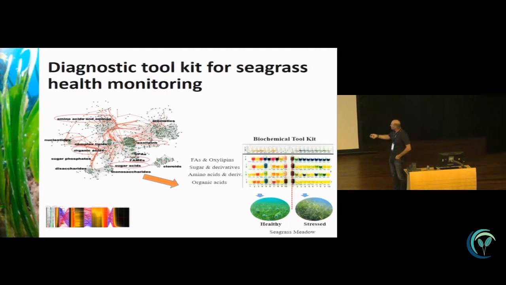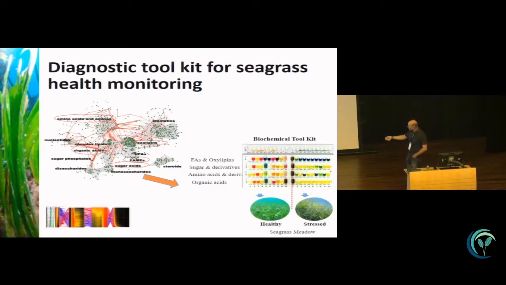Once we've identified which of these particular metabolites are important, we'll put them into a 96 well plate, and we'll have fatty acids, oxylipins, sugars. We'll have different compounds across the 96 well plate. We'll have a healthy seagrass and a stressed seagrass, and this will give us a metabolic test. We can actually understand what's changed in the seagrass.